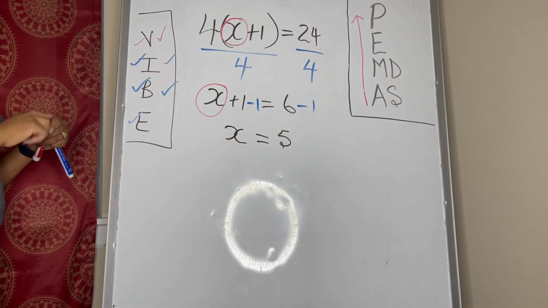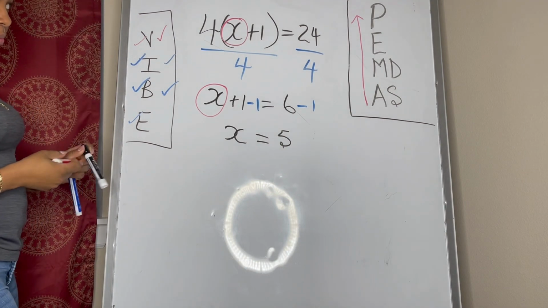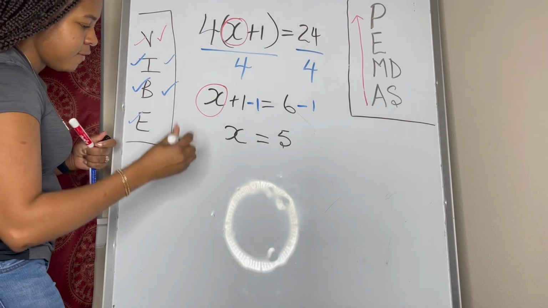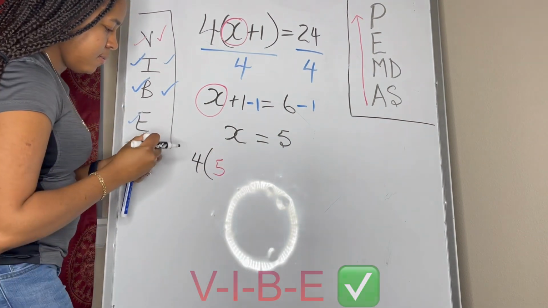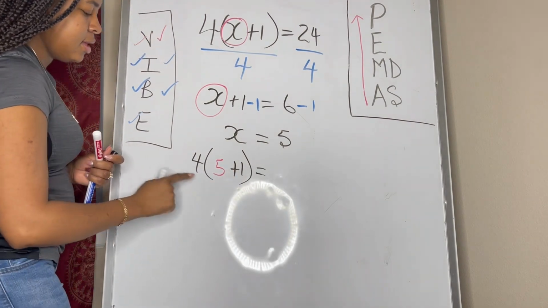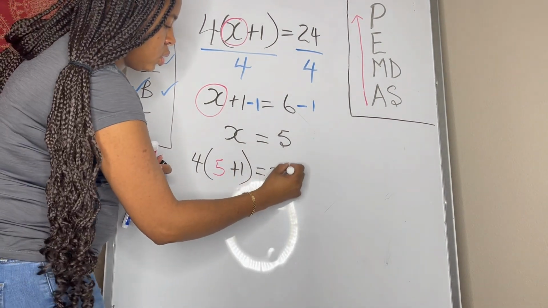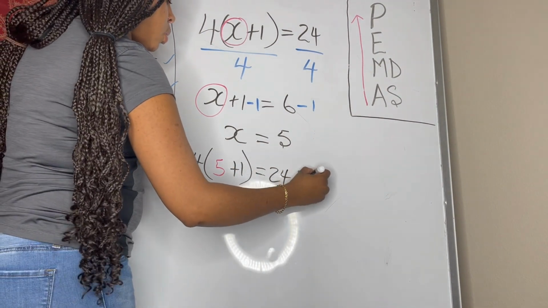Right, so we see that we get the same answer as before. I'm going to go ahead and, of course, check by substitution. So we have 4 multiplied by (5 plus 1), which is 4 multiplied by 6, which is 24. So our answer is indeed correct.